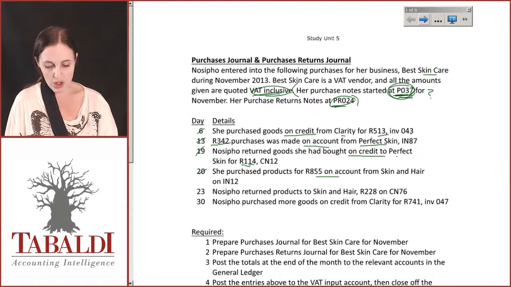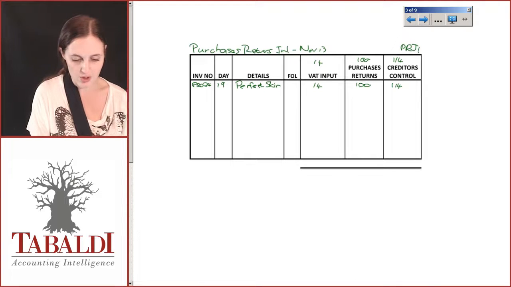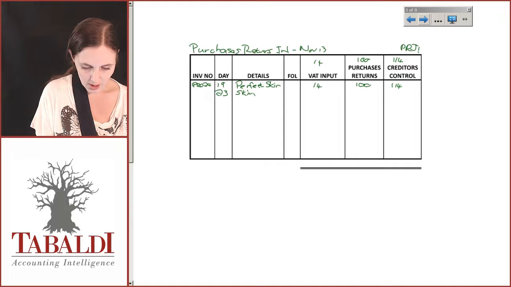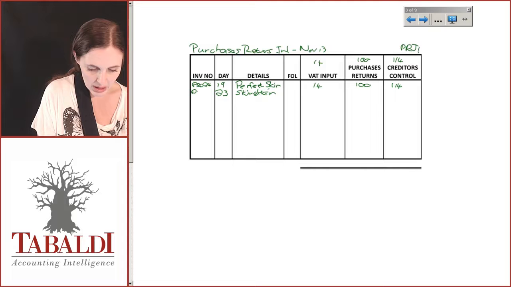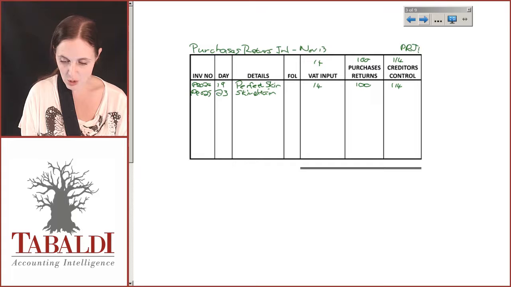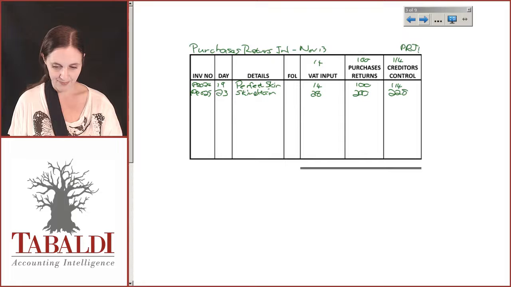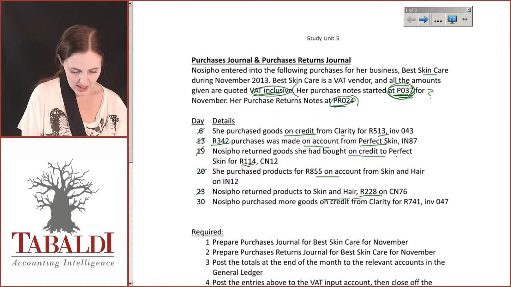On the 23rd, she returned products to Skin and Hair for 228. So we go to our purchases returns journal. On the 23rd, Skin and Hair. We use the very next number, PR025, and the amount 228 that we have returned, divided by 114 times 100 gives us 200, and our VAT is 28.